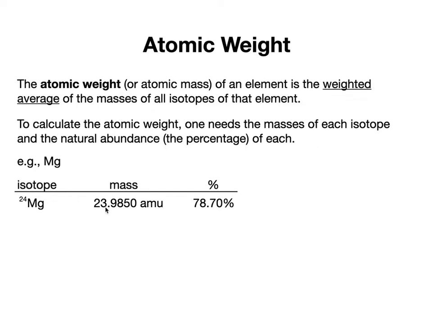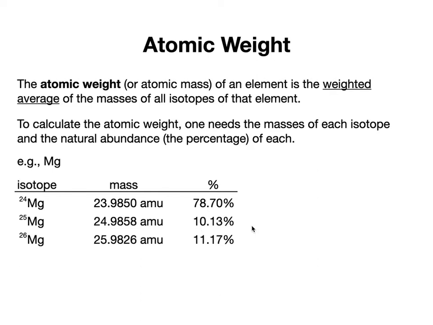Now, class, we're going to talk about where these numbers come from in just a little bit. Okay, so magnesium 24, this is the mass of that isotope, and that's the percentage. Magnesium 25, that isotope has this mass and this percentage. Okay, and magnesium 26 has this mass and this percentage. Again, we're going to talk about where these numbers come from very soon. These have to be measured, okay?